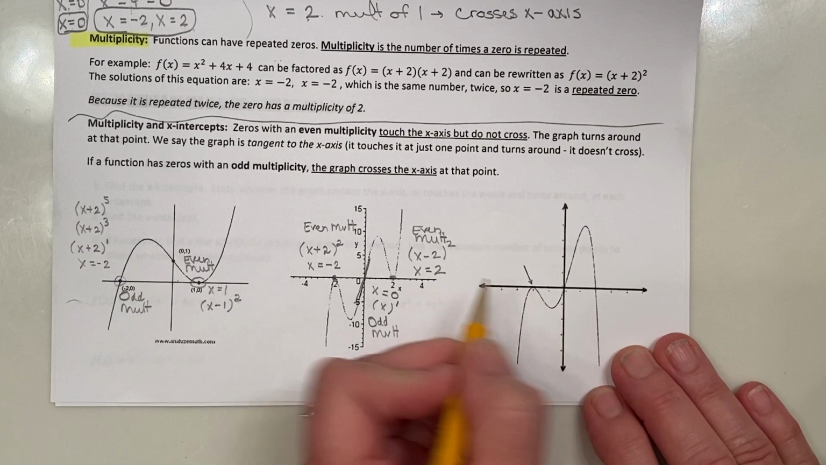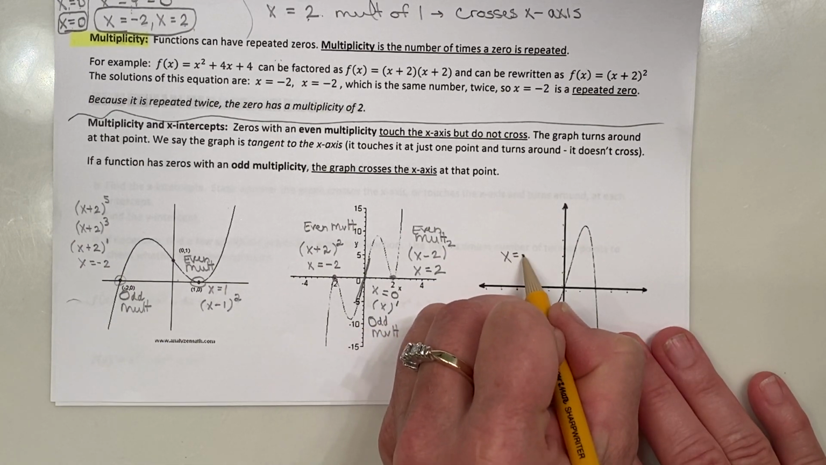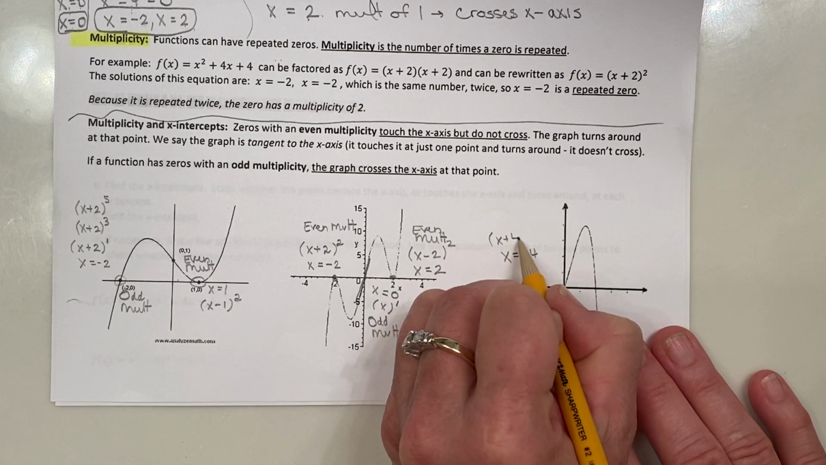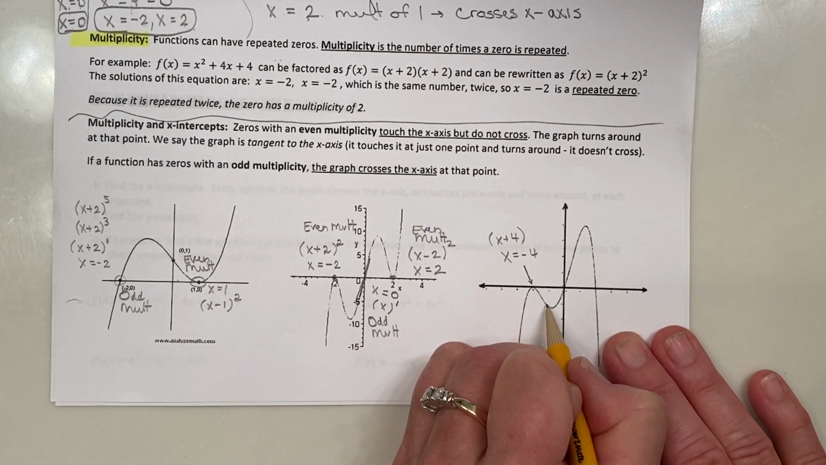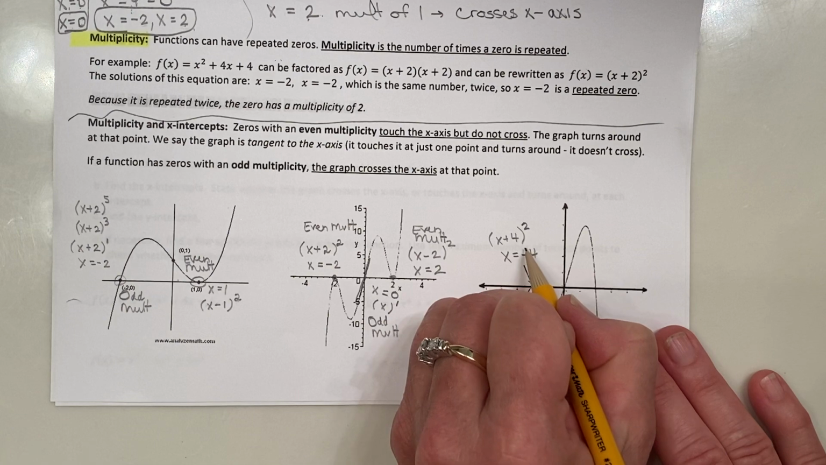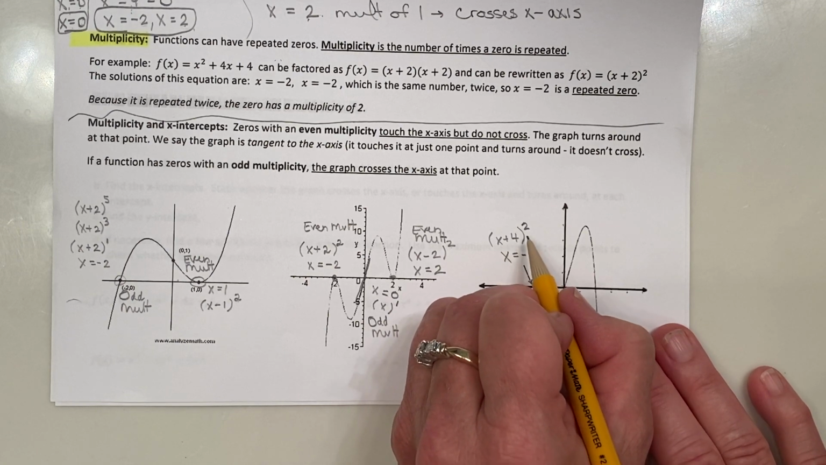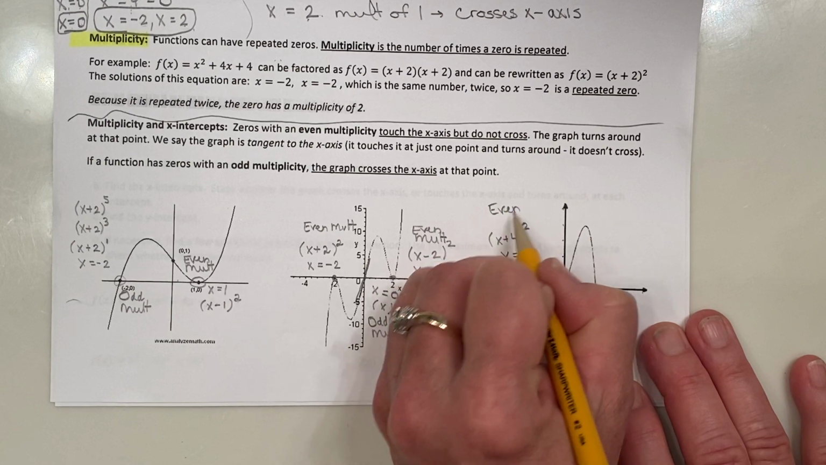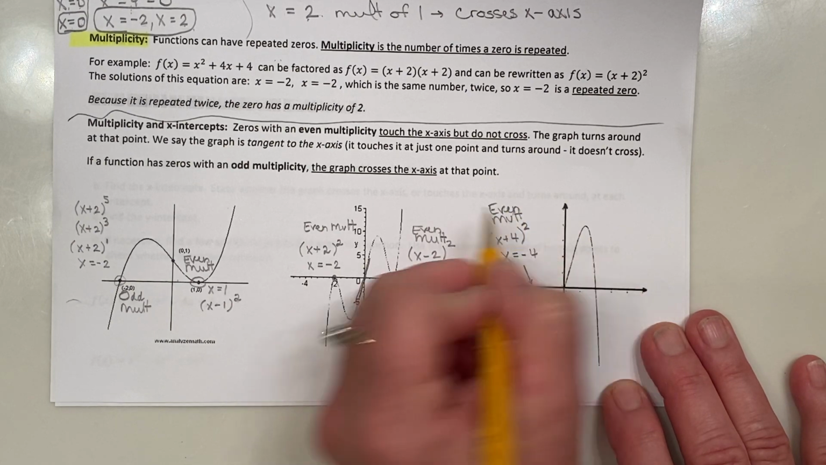I think that's -4, so I'm going to put x equals -4. So that solution comes from the factor x plus 4. The behavior of the graph is touching, so I know the exponent on that factor would have to be either 2, 4, 6, 8, etc.